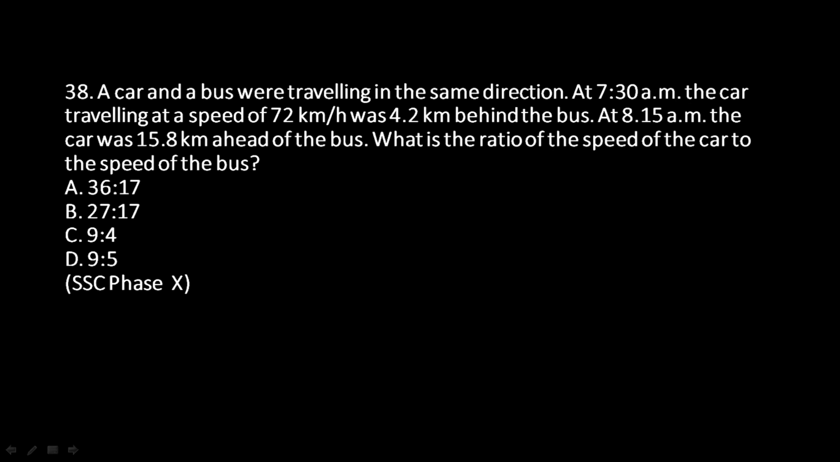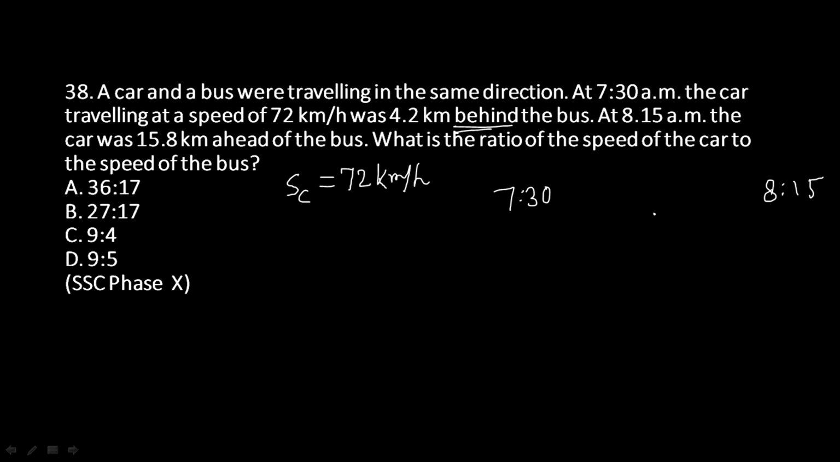A car and a bus were traveling in the same direction. At 7:30 a.m., the car traveling at a speed of 72 km per hour was 4.2 km behind the bus. At 8:15 a.m., the car was 15.8 km ahead of the bus. What is the ratio of the speed of the car to the speed of the bus? So the speed of the car is given, right? Speed of the car is 72 km per hour. This is given. We have to get the speed of the bus. What it says is that from 7:30 a.m. to 8:15 a.m.